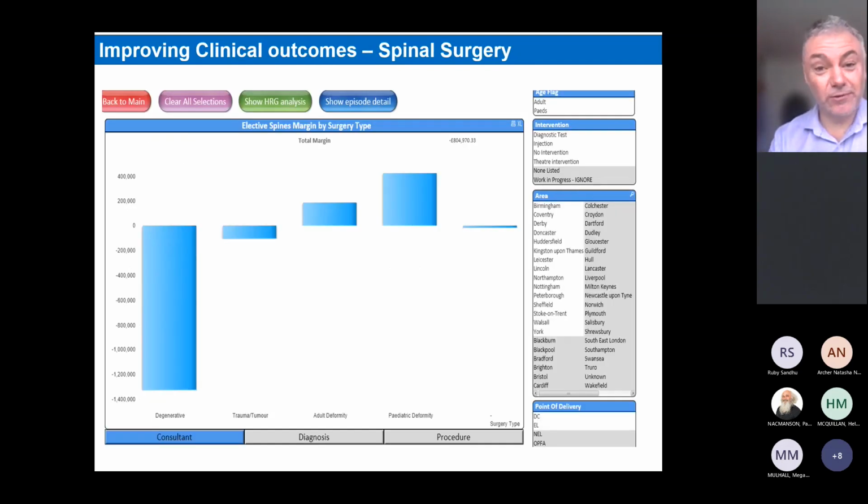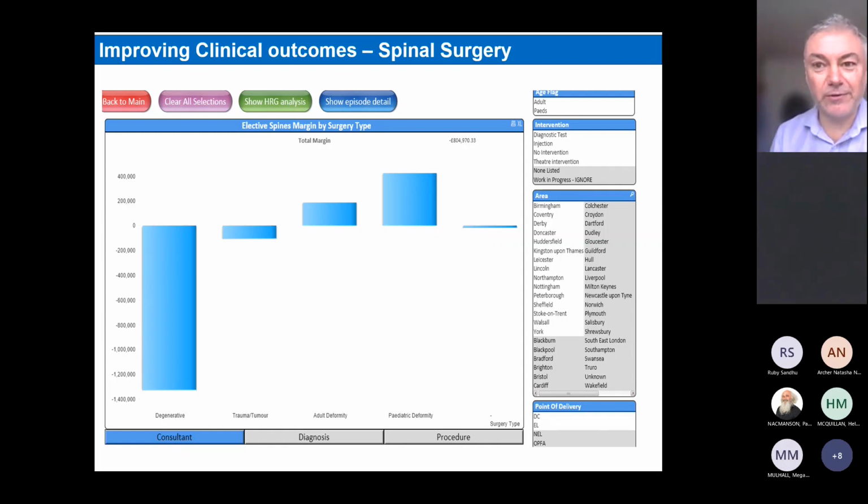Next one is spinal surgery, so it looks completely different from the graph that I've just shown you. This does have money on it, and this was built with the spines team, who didn't want to look at their data by HRG. They wanted to look at it by surgery type, and they gave us the surgery types, and we were able to map different procedures into those surgery types with the clinicians. So they wanted to look at degen, trauma, adult deformity, pediatric deformity, and the last one is like work in progress.